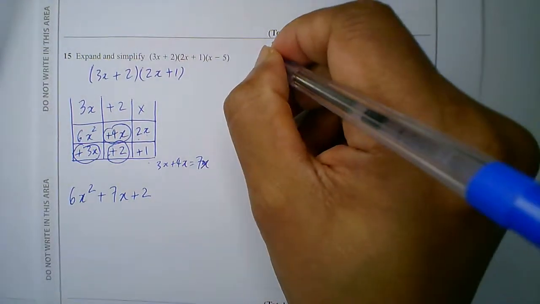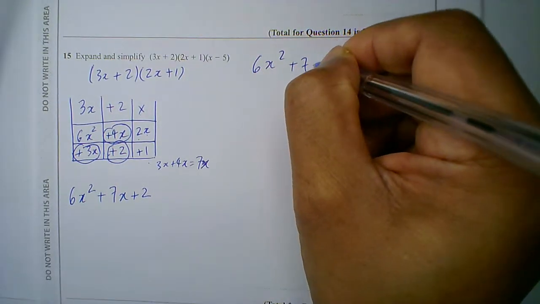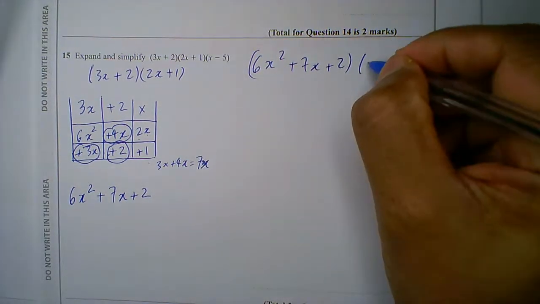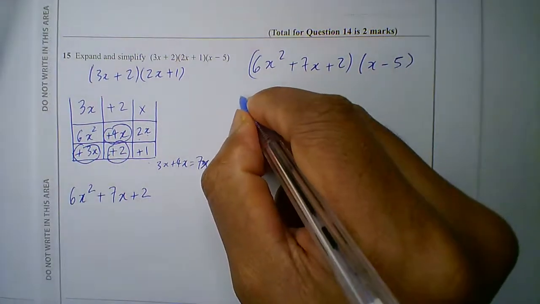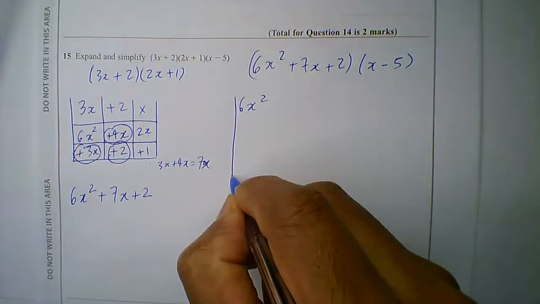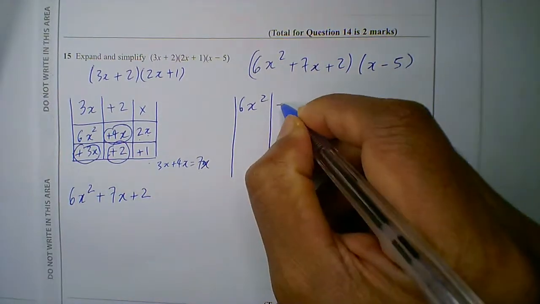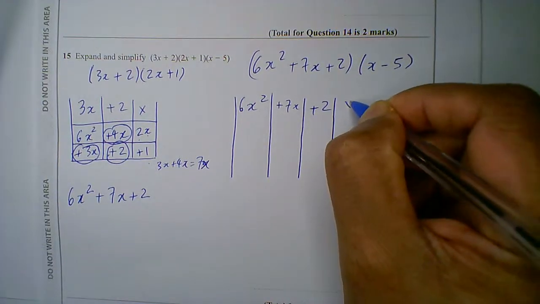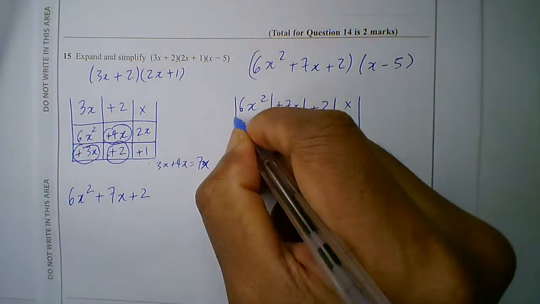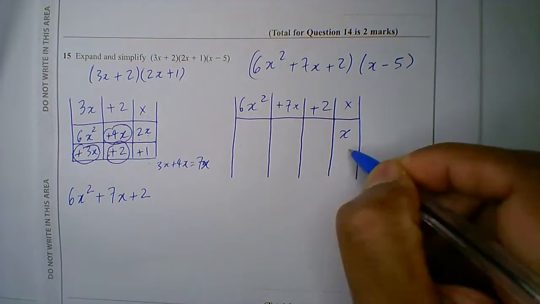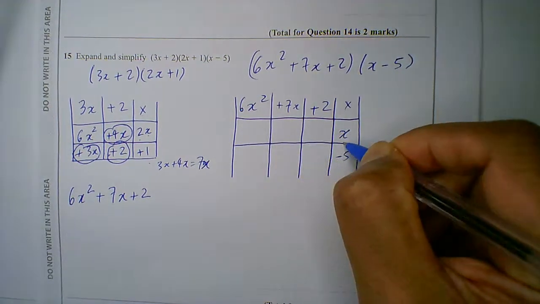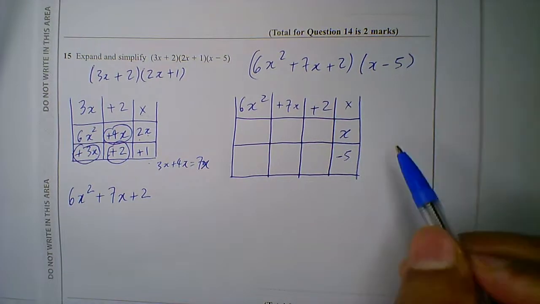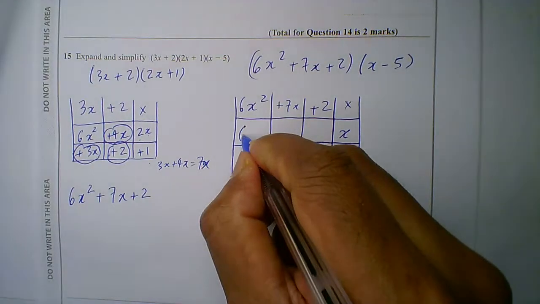Now I'm going to take that, 6x squared plus 7x plus 2, and I'm going to multiply it with my third term, which is x minus 5. And now I draw my grid, 6x squared plus 7x plus 2 multiplied by x take away 5. And the rest is quite straightforward, hopefully. This is our 7th question, so hopefully you're going to get faster and better at this.